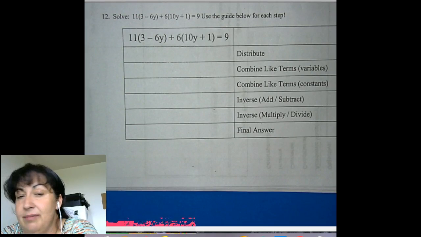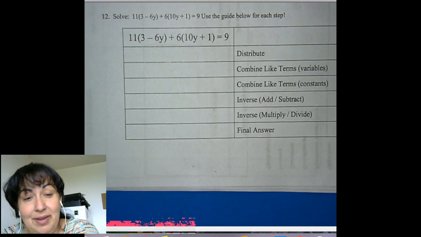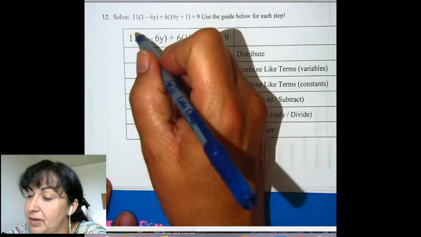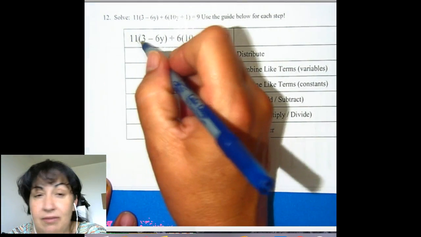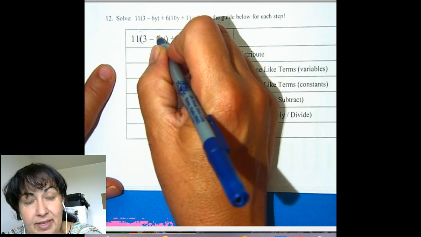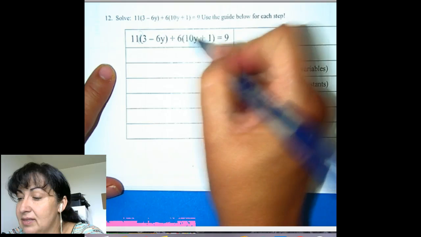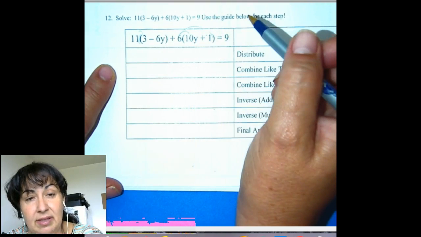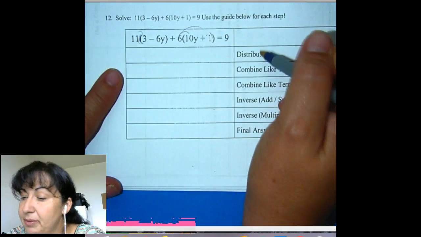So the first step says to distribute. So that reminds me, oh yeah, I'm going to distribute first. So there's 2 things to distribute here. There's parentheses here. There's 11 right next to these parentheses, so that's going to tell me to multiply by everything inside the parentheses. And the 6 is outside of these parentheses, so that's going to tell me to multiply by everything inside the parentheses. So for step 1, I'm going to distribute that.